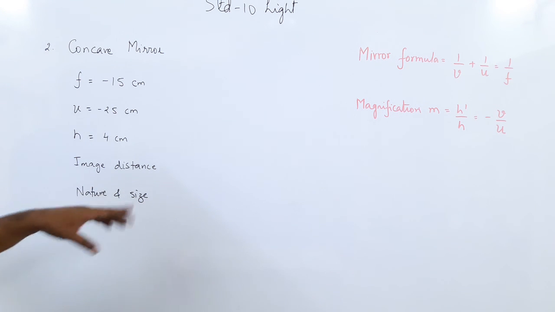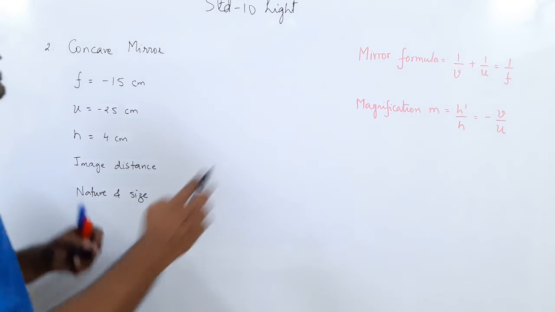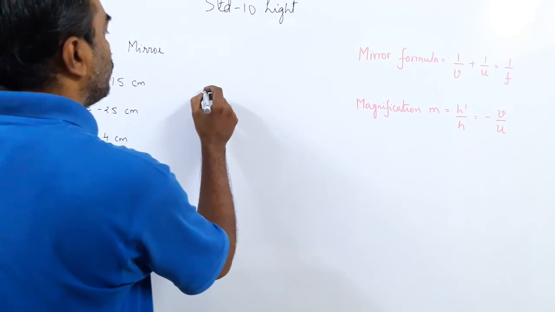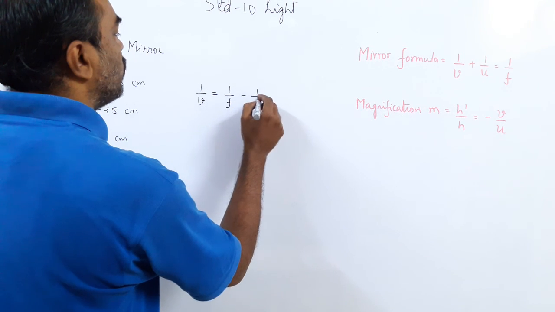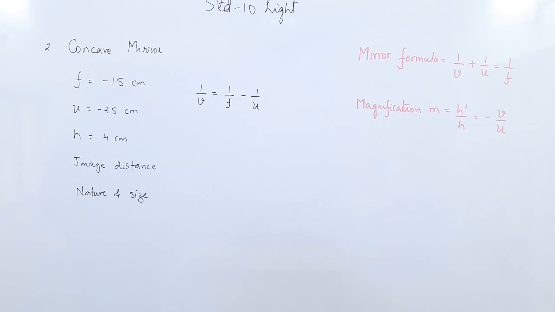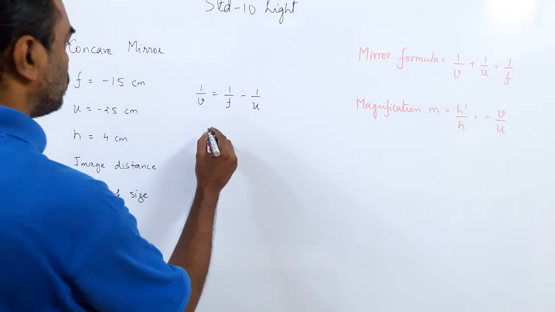So again we have to find the image distance v. We go by the same formula: 1 upon v plus 1 upon u equals 1 upon f. So 1 upon v equals 1 upon f minus 1 upon u. Is it clear to you? Now we put the values down and check.